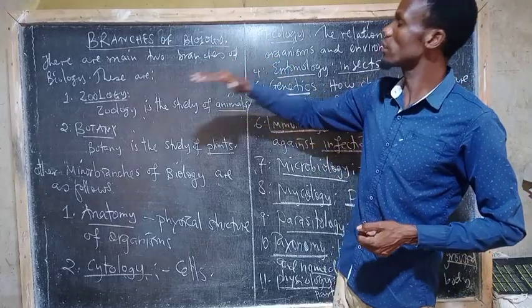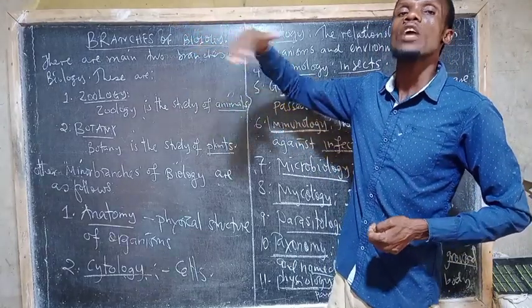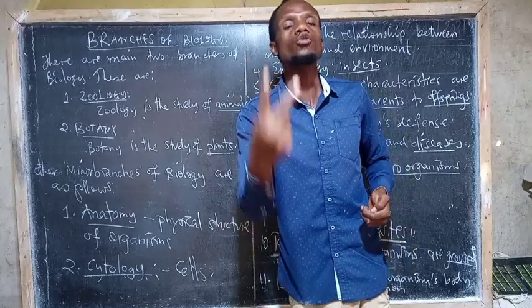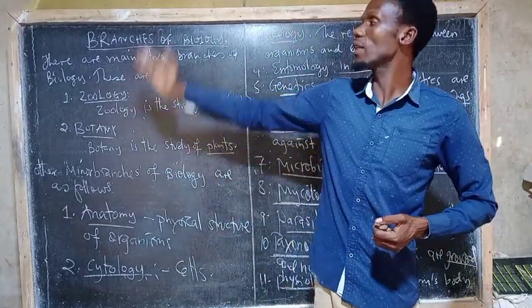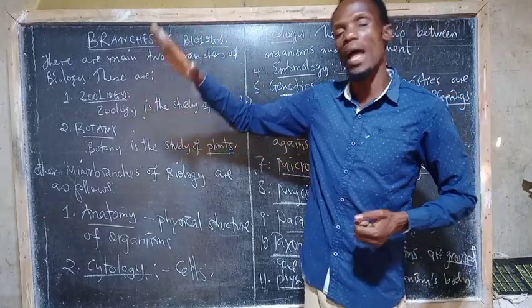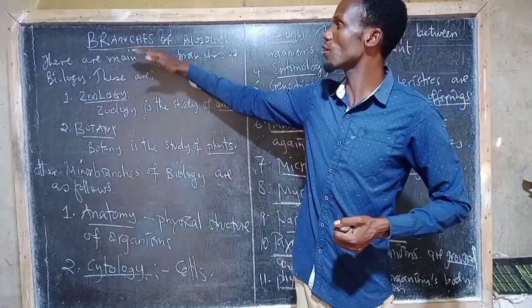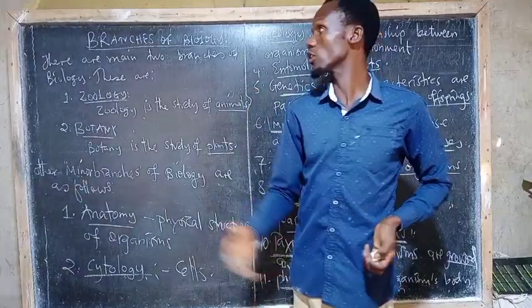So if you are discussing branches of biology, you have to discuss the two main groups of living things, which are plants and animals. So we'll be discussing everything about plants and animals. So that is the end of the discussion of what we call the branches of biology.